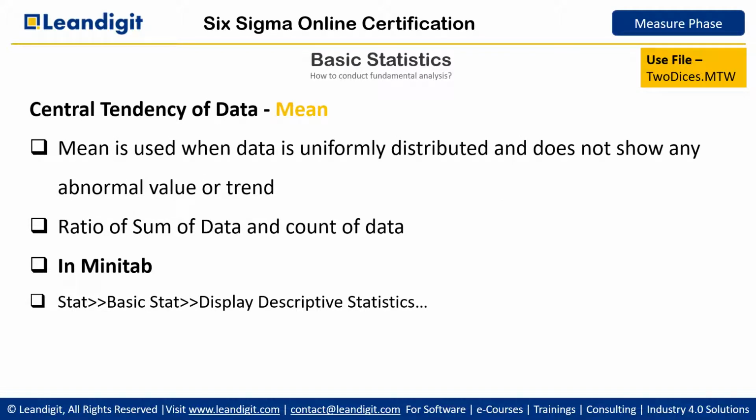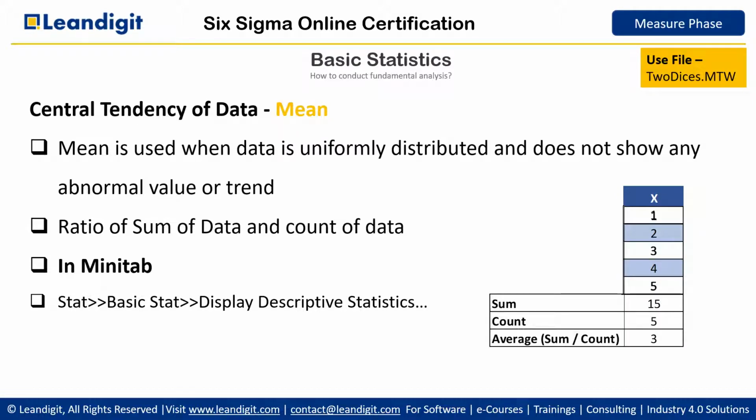Central tendency mean. Mean is used when the data is uniformly distributed and does not show any abnormal value or trend. It is the ratio of the sum of the data and the count of the data. Let's try to understand it a little more. For example, we have 5 values 1, 2, 3, 4 and 5. If we take the sum of the data, it is 15, the count of data is 5, and if we divide sum by count, it is called the mean of the data or average of the data.